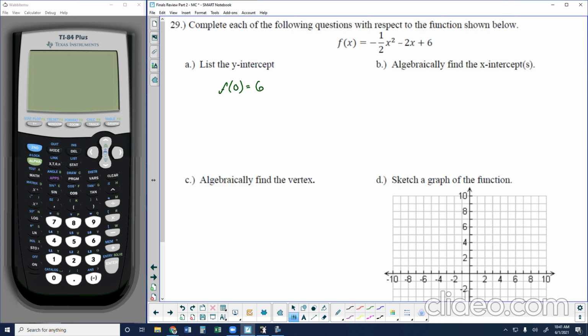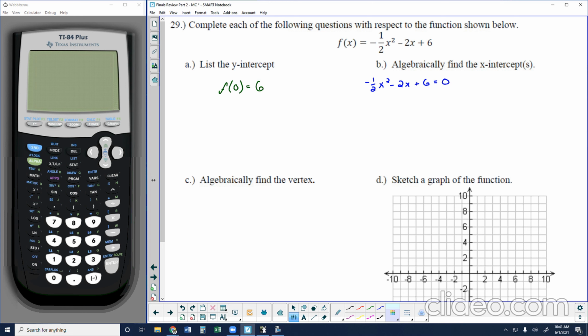And so I can find that without graphing. In part B, it says to algebraically find the x-intercepts. So algebraically means I'm going to need to show an algebraic process. Remember, x-intercepts are when f of x is equal to 0. So what I can do here is set the equation equal to 0 and then solve.